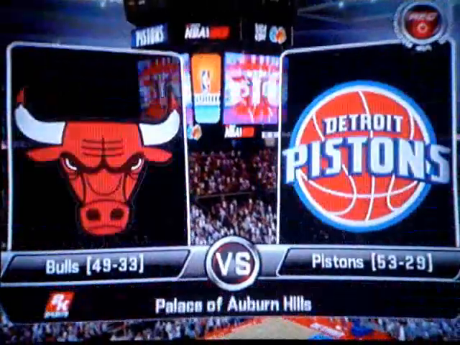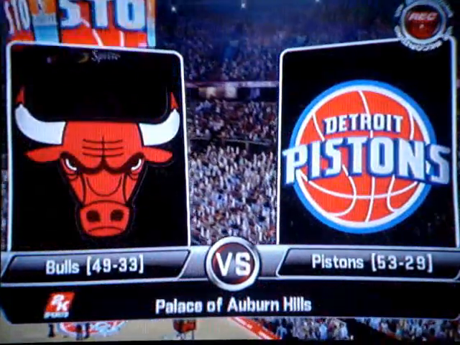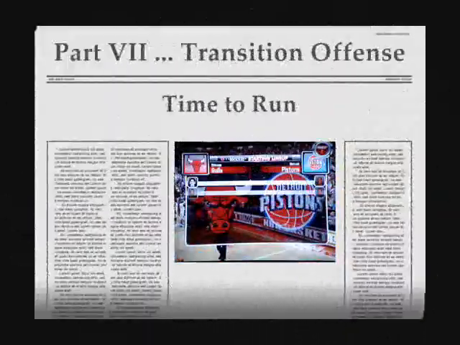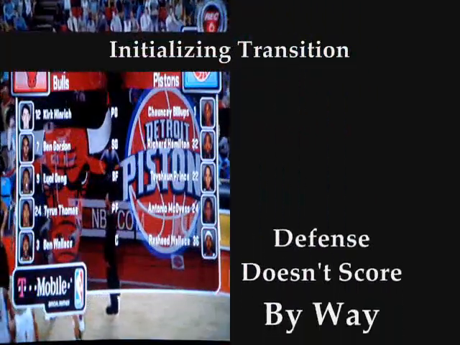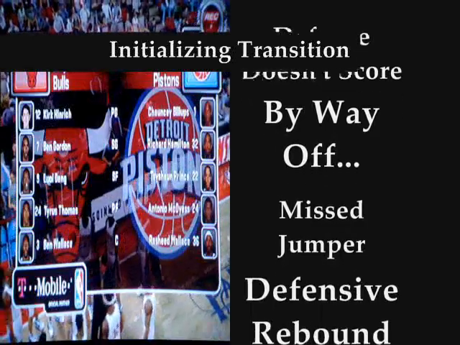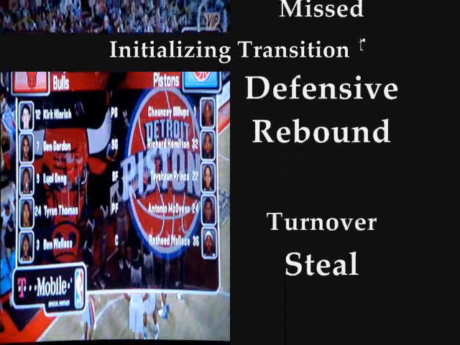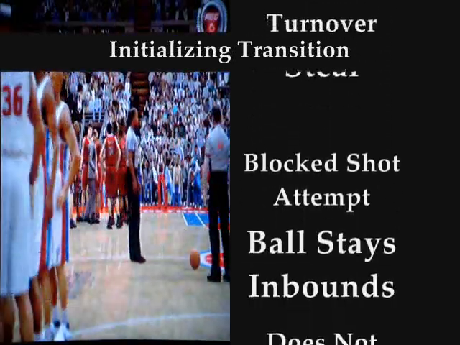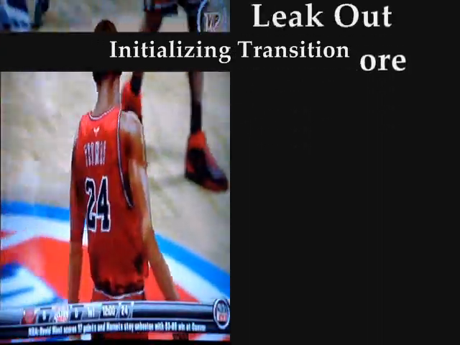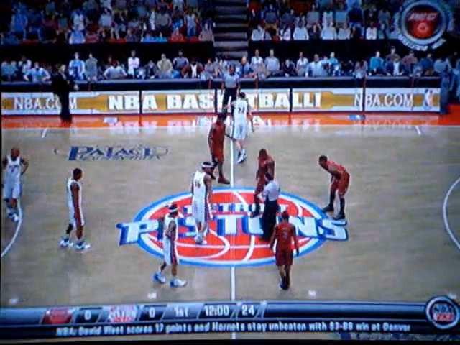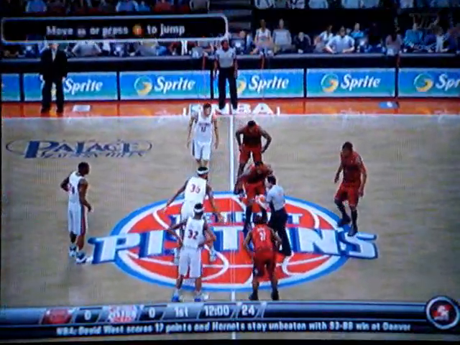Alright everyone, to the next part of the need help with executing the offense video thread and tutorials. This part will be called transition offense. The best ways to get into transition offense is to either create a turnover by a steal, and also to get a defensive rebound and start in transition that way. We want to check a couple of things here when we first get into transition.